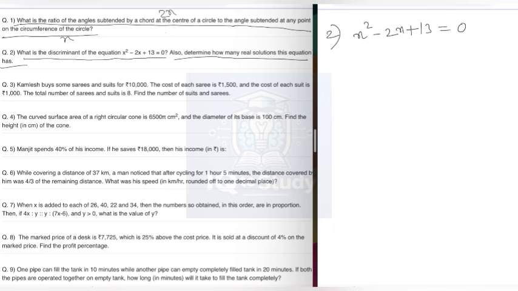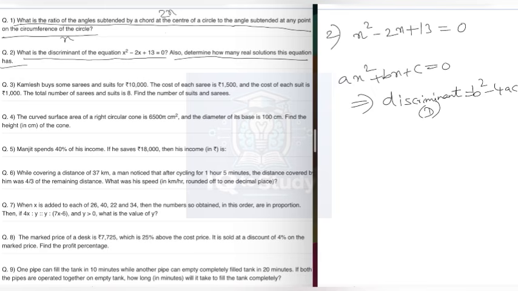For any quadratic equation in the form of ax square plus bx plus c is equal to 0, discriminant is b square minus 4ac.